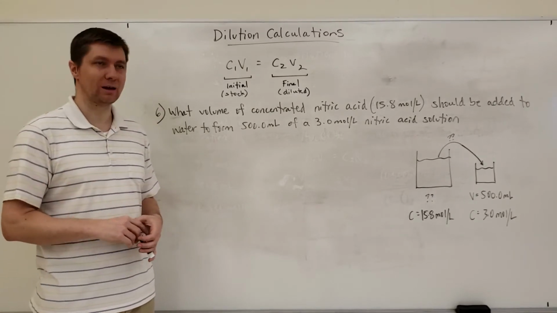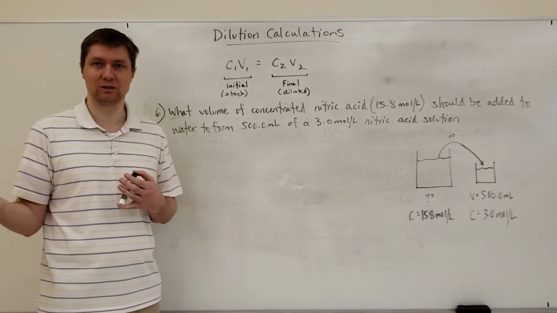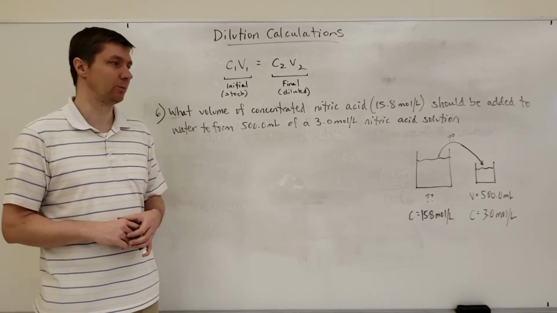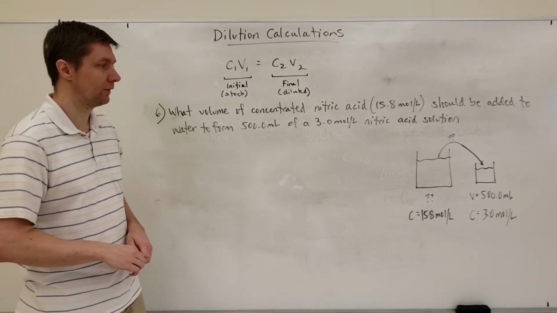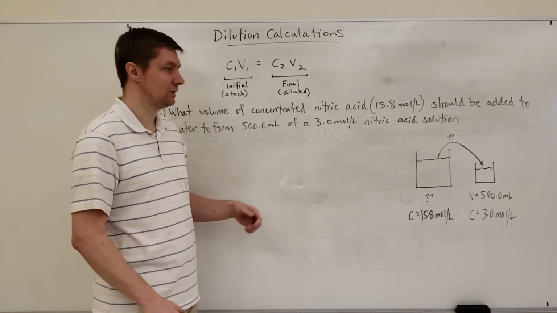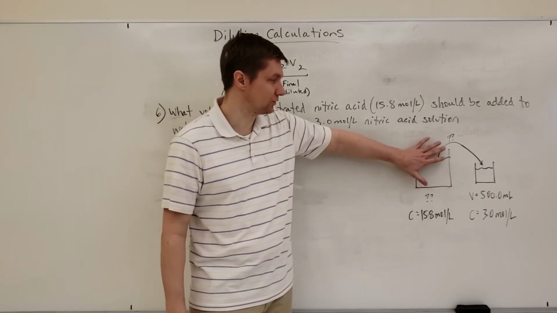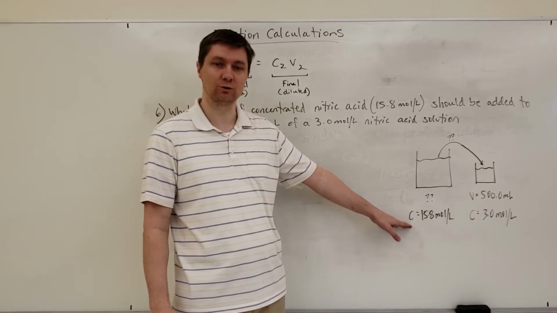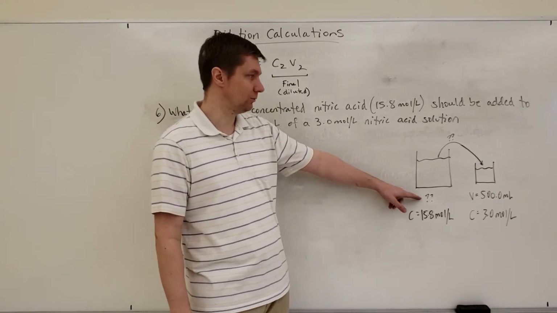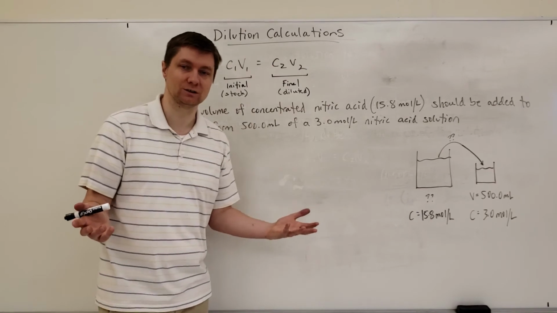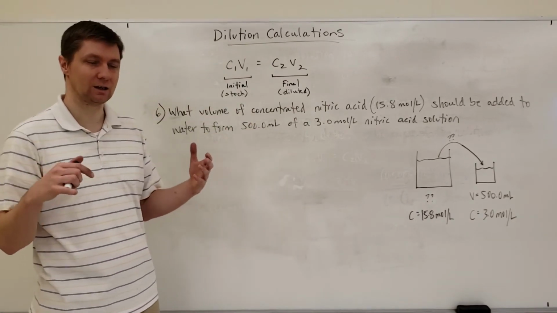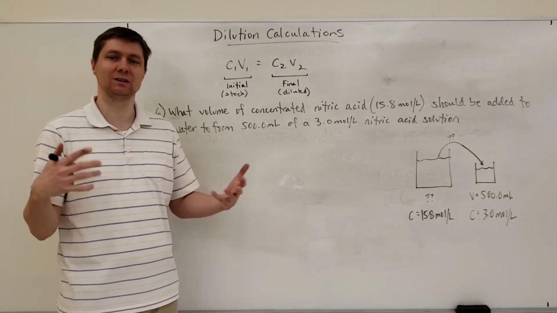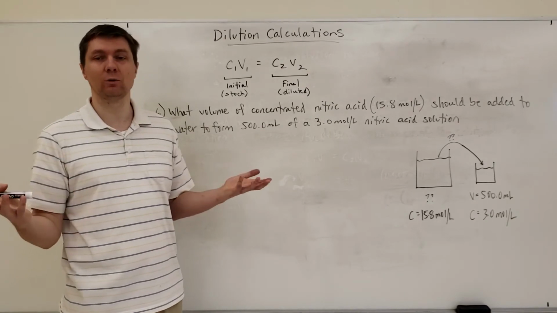I think the best way to understand these problems is to just draw a real simple picture. I've got a picture over here on the right hand side. I've got the stock solution, which is my nitric acid solution, with a concentration of 15.8 moles per liter. The problem doesn't tell me what the volume of the stock solution is. Sometimes kids get wrapped up in that and say, well, it doesn't give me that volume. In this case, we don't need it.